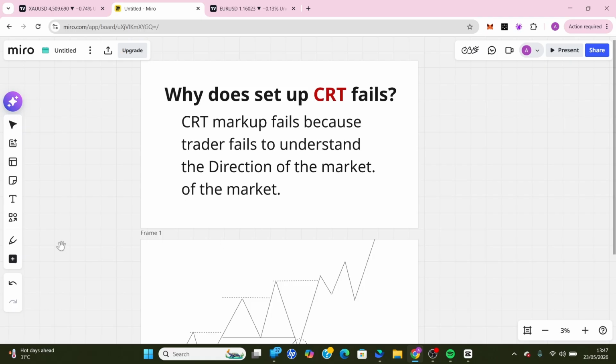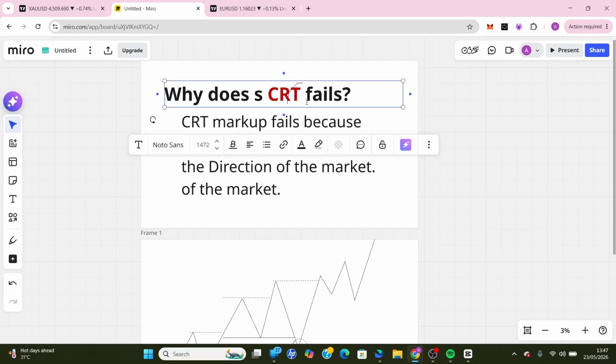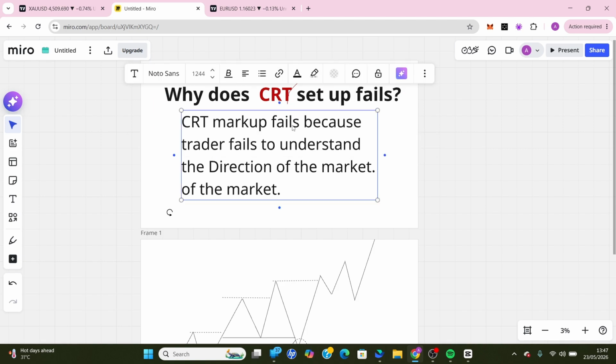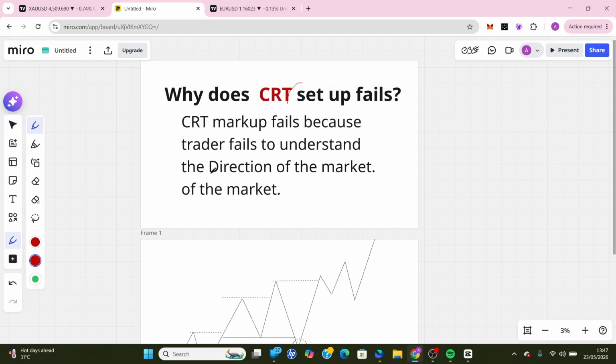So why does CRT setup fail? Let me correct this. This is what I wanted to write: why does CRT setup fail? It fails because traders fail to understand the direction of the market. So it is very, very important that you understand the direction of the market.